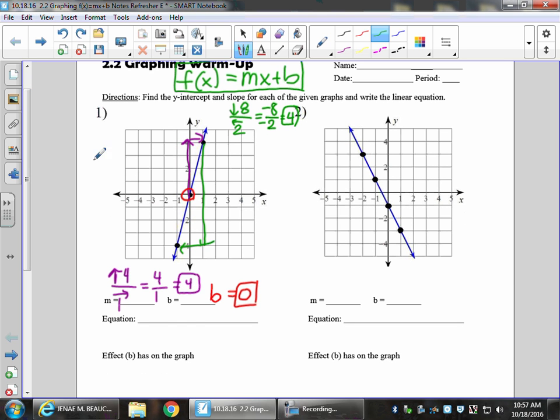So if we put all of this together, my equation is going to be f of x equals 4x plus 0. Do we need the plus 0? No. So if you want to write your final answer as f of x equals 4x, that's fine. Adding 0 does nothing to the value of the function, so it's the only time where you technically don't write a b value. We have an invisible 0 there. Great. Go ahead and find m and b for the second graph, please.